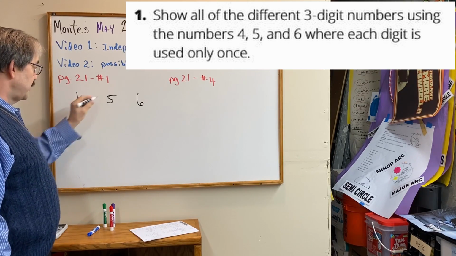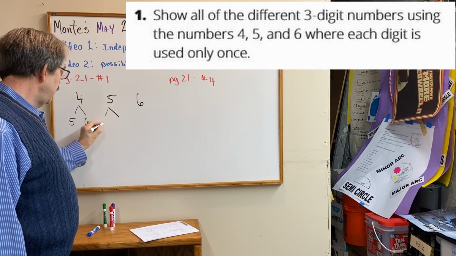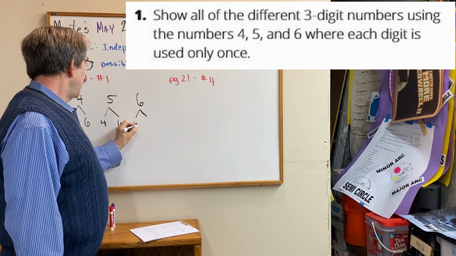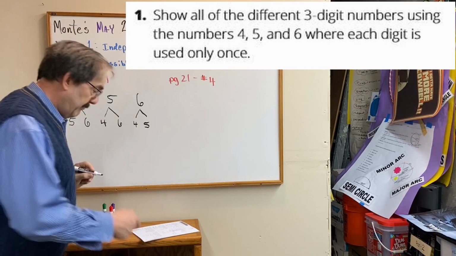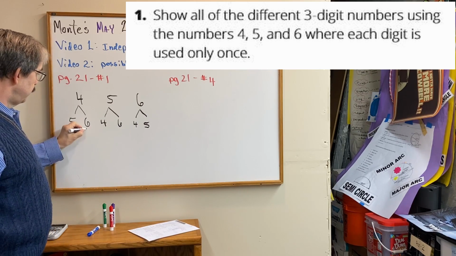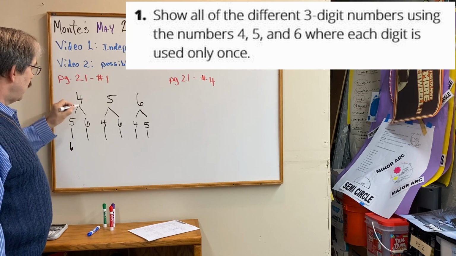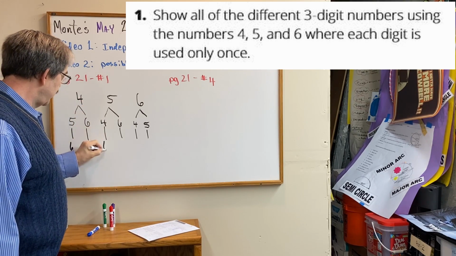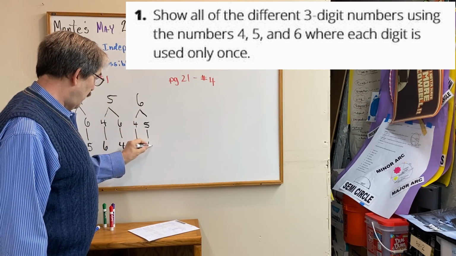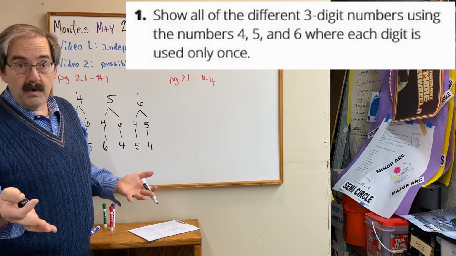Well, if the 4 is gone, that leaves a 5 and a 6. If the 5 is gone, 4, 6. If the 6 is gone, 4, 5. Now remember the rule, 3-digit number. Tree diagram. 4, 5, 6. 4, 6, 5. 5, 4, 6. 5, 6, 4. 6, 4, 5. 6, 5, 4. Now remember, the beauty of a video is you can come back and watch it. You could pause it if you want.